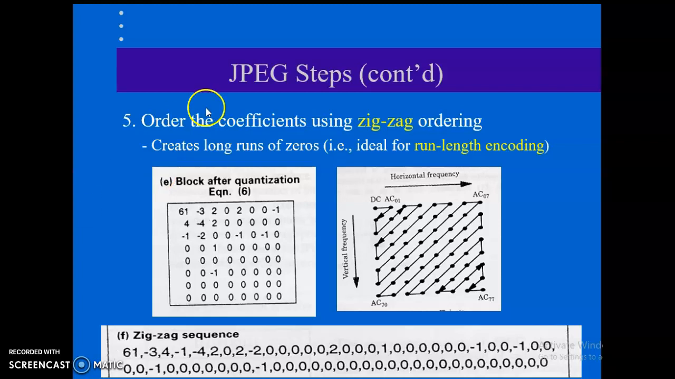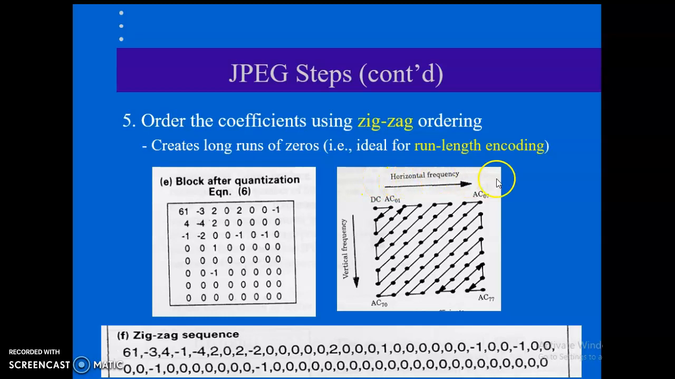Back to the steps continued from the last video. Fifth step, order the coefficients. Using zigzag ordering creates long runs of zeros after quantization, which is ideal for run length encoding of the block. Equation 6.